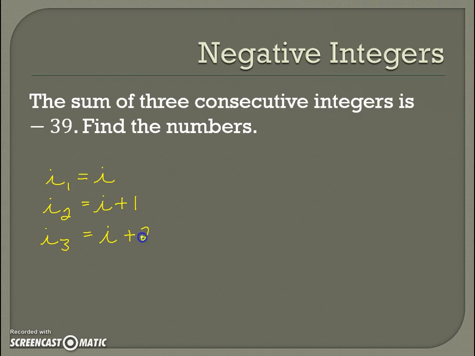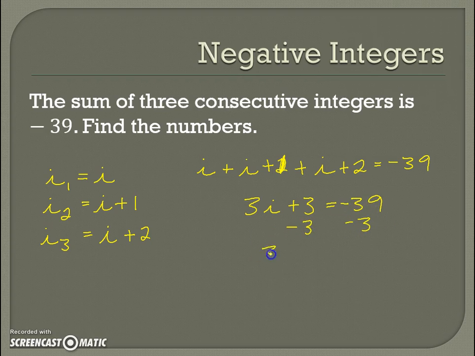So I plus 2. The sum of these 3 consecutive integers is negative 39. Find the numbers. So I'm going to take this first integer, add it to the second integer, and add it to the third integer, and those need to equal negative 39. Here I have some like terms to combine. I plus I plus I is 3I. Here I have 1 plus 2 is 3, and this whole thing equals negative 39. So here I would subtract 3. It's just a two-step equation at this point. Negative 42. Divide by 3.